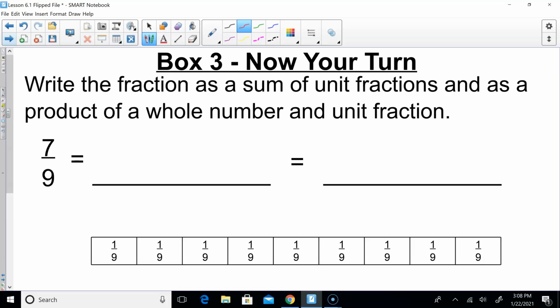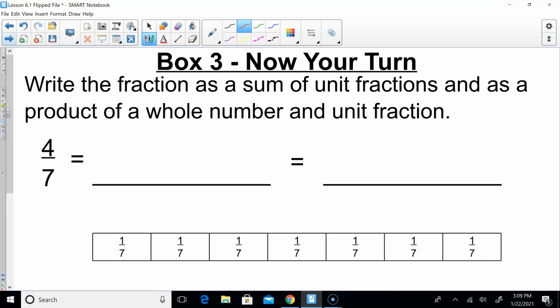And now it's your turn, so I want you to draw a big line on your notebook, write box 3, now your turn. And I want you to solve the following. I want you to write the sum of unit fractions and the product of a whole number and unit fractions for 7/9. Make sure you put them on separate sides as well. I would then like you to draw the fraction bar and then shade in what 7/9 looks like.